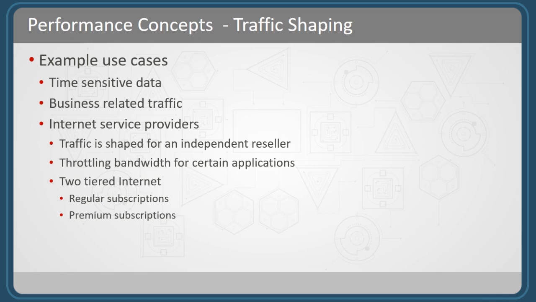Throttling bandwidth for certain applications. Again, based on the application, you can say, well, this one has a higher priority than that one. You can also implement two-tiered internet services, a regular subscription or a premium subscription. And of course, those who pay more get faster service. It's prioritized for the premium subscription.